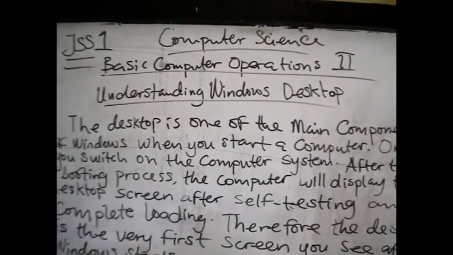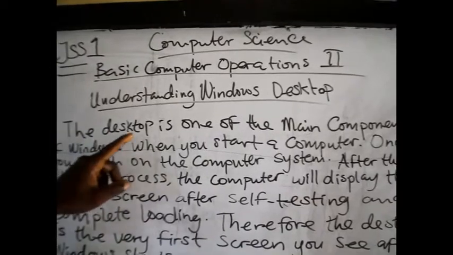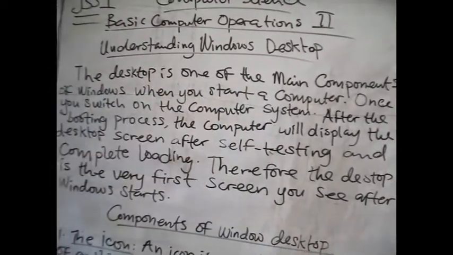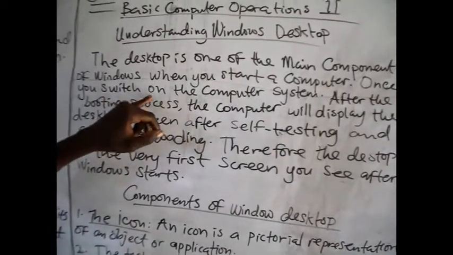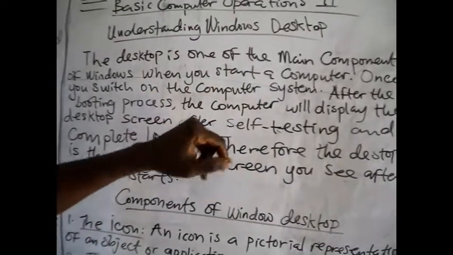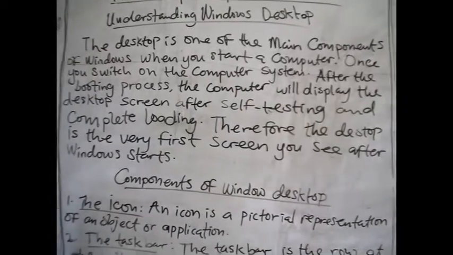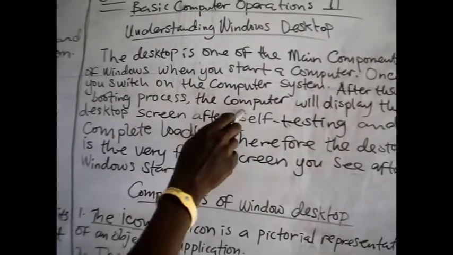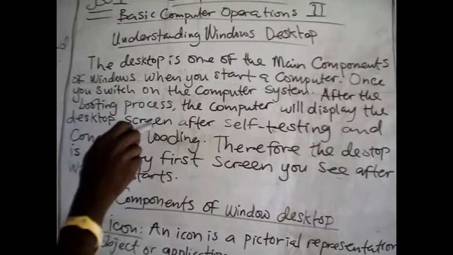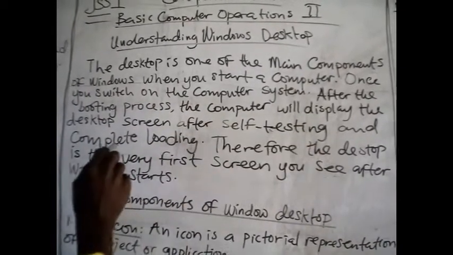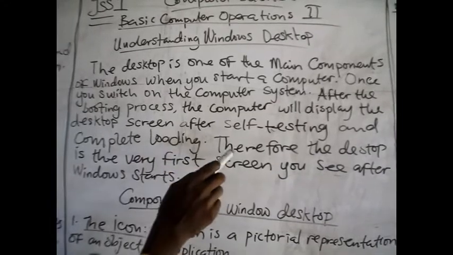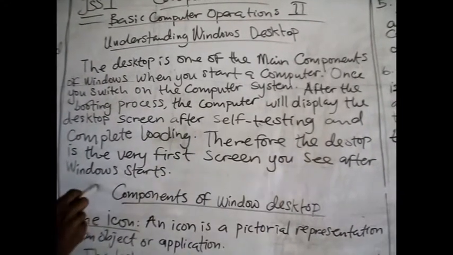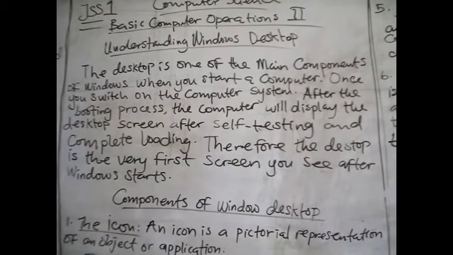What do we refer to as a Windows Desktop? The desktop is one of the main components of Windows. Once you switch on a computer and the booting process has been completed, the computer will display the desktop screen after self-testing and complete loading. So therefore, the desktop is the very first screen you see after Windows starts.